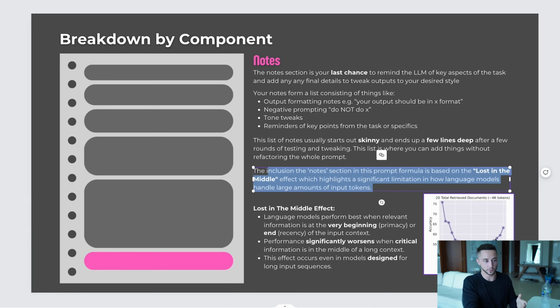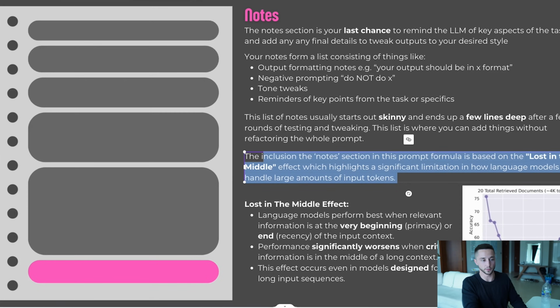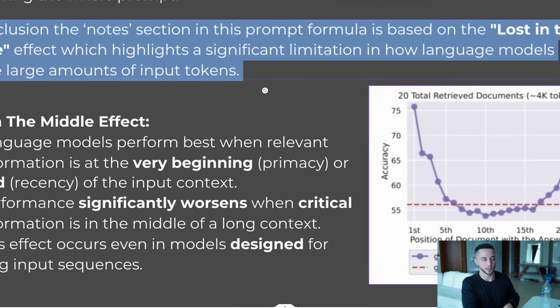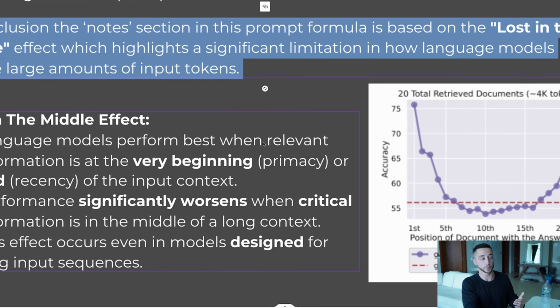which is from another scientific research paper. And this lost in the middle effect is most famous kind of for this graph here, which shows that language models perform best when relevant information is at the very beginning, primacy, I'm learning new stuff here as well, or end, recency, of the input context. So performance significantly worsens when the critical information is in the middle of a long context, and this effect occurs even when the models are designed for long input sequences.